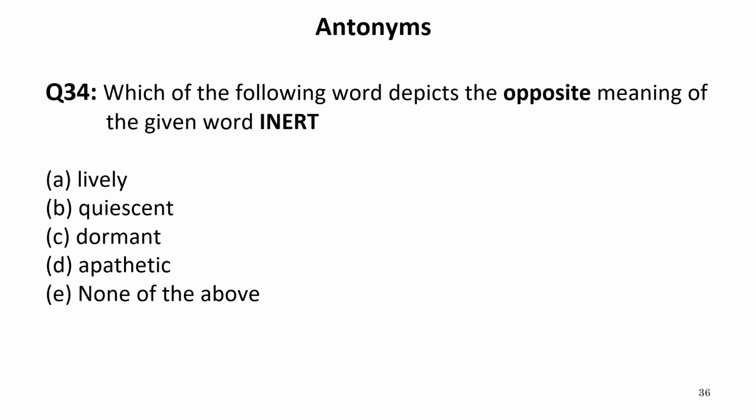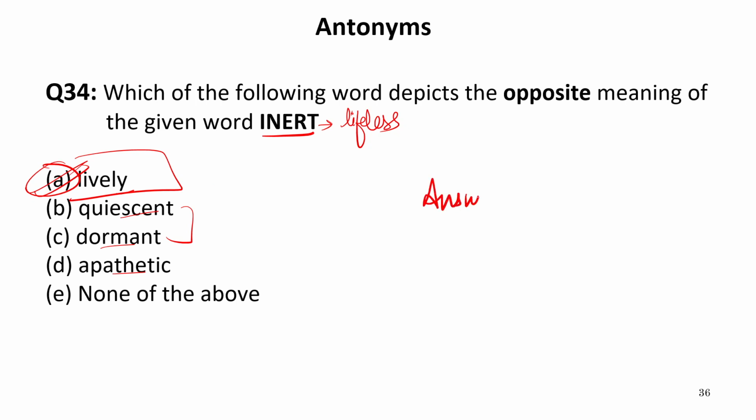Which of the following words depicts the opposite meaning, or the antonym, of the word inert? So let us see the options. Options are lively, quiescent, dormant, apathetic. Now apathetic means when someone has no feelings. Dormant and quiescent can be the synonyms of this particular word. Lively will be the antonym. The synonym of the word inert is lifeless. So lively means when someone is full of energy. So our answer is A. This will be the antonym of this particular word, that is inert.